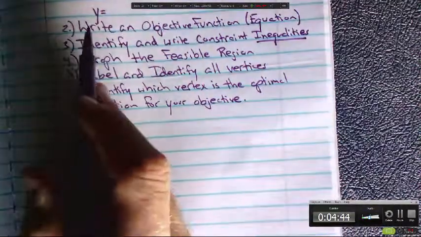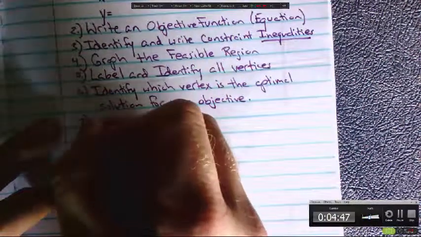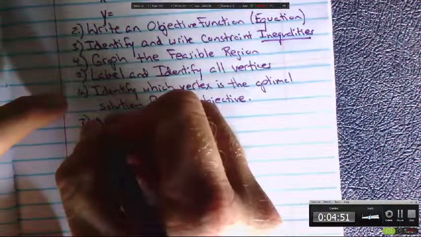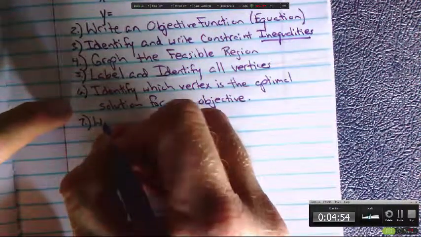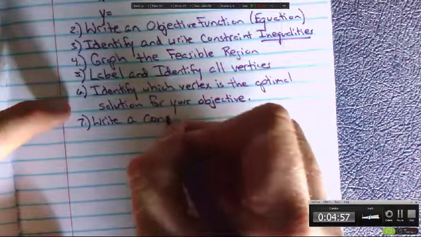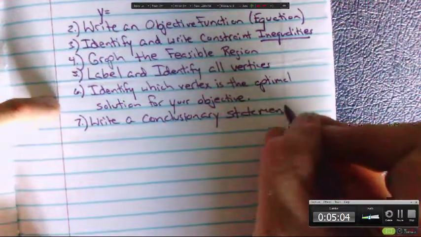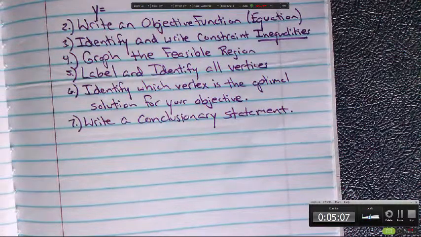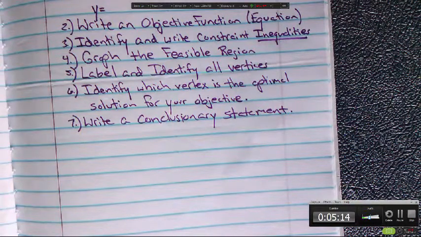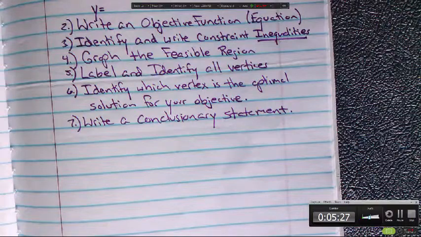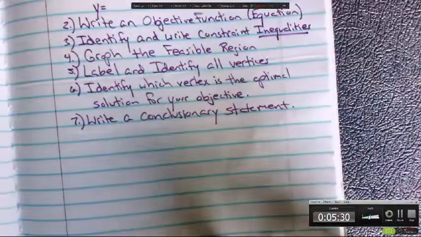So after we get here, we're going to reuse this step. And then step 7 is to write a conclusionary statement. So on Friday, we wrote the maximum value of p equals 3x plus 5y is 12, and this occurred at (0, 4). The difference would be we'd write a conclusionary statement for this section as the maximum profit is $12, and this occurs by selling 4 hot dogs and 0 hamburgers, whatever it may be. So we write a conclusionary statement.